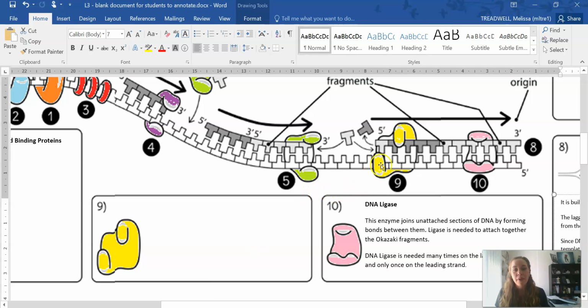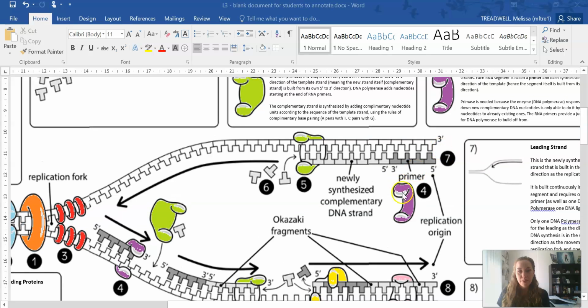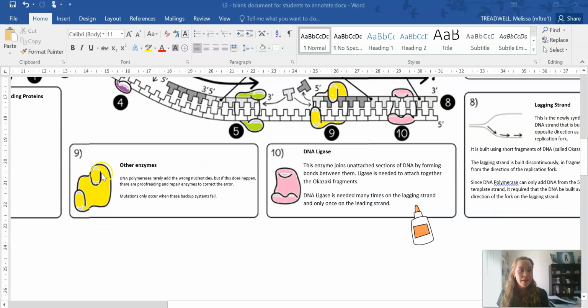The last enzyme that we're going to look at, we're not going to give it its specific name, because there's a few of them, but we're going to look at this yellow guy here. So we've got written here other enzymes. So there are other enzymes that are in play here. We're just looking at the 4 main runners. So we're looking at our DNA helicase and our RNA primase, which is our purple guy here, the DNA polymerase, and the DNA ligase. But there are other enzymes.